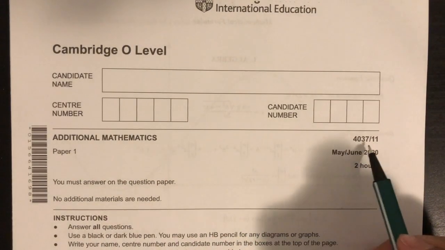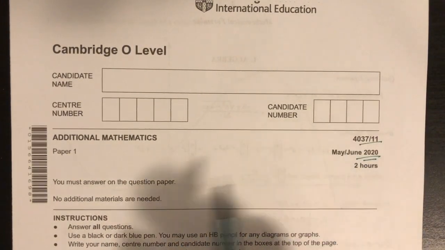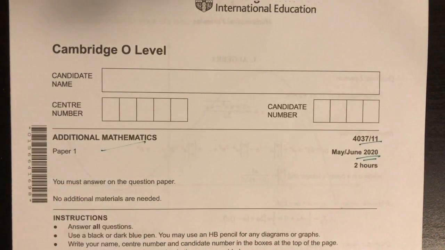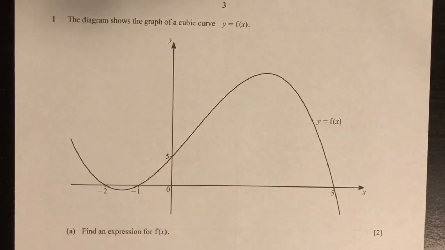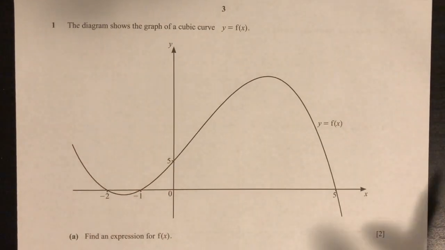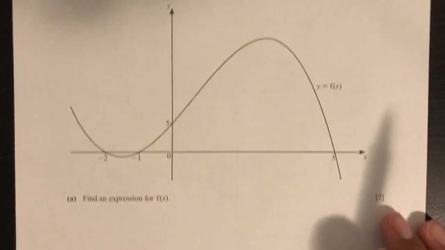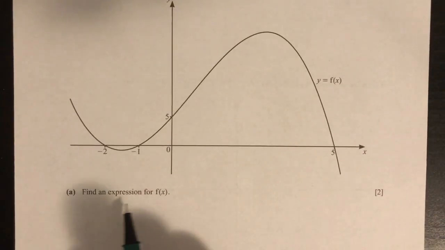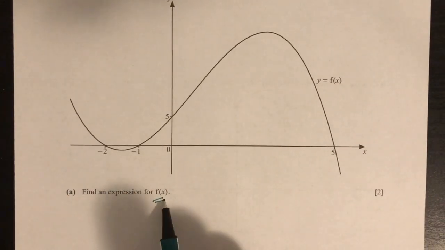This one is paper 1-1 of May-June 2020 of Add Math. So let's move on to question number 1. The diagram shows the graph of the cubic curve y equal to f of x. We don't know the equation, but we have the graph at least. Now part A, find an expression for f of x.